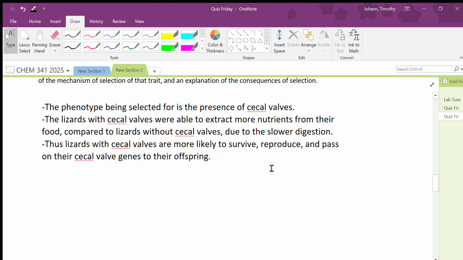As long as both work, so they would need fewer mosquitoes because they were making up for the lack of mosquitoes with more leaves. As long as it was clear to me that they were getting more nutrients than, in this case, the other lizards, the cecal valve lizards compared to the non-cecal valve lizards, that would be fine. Like I said, everybody doesn't have to have the same answer, but the answer has to be consistent with the data given.